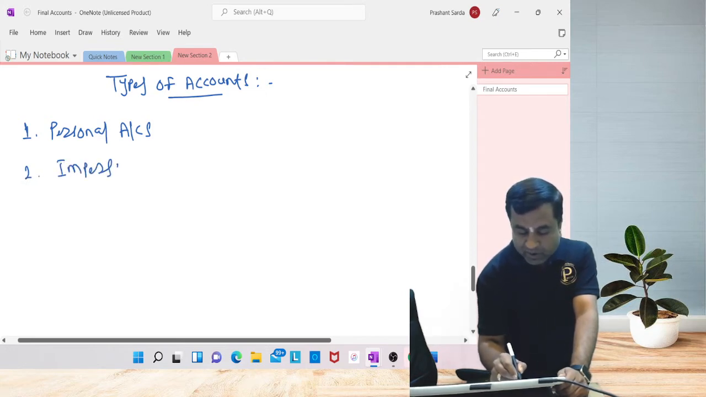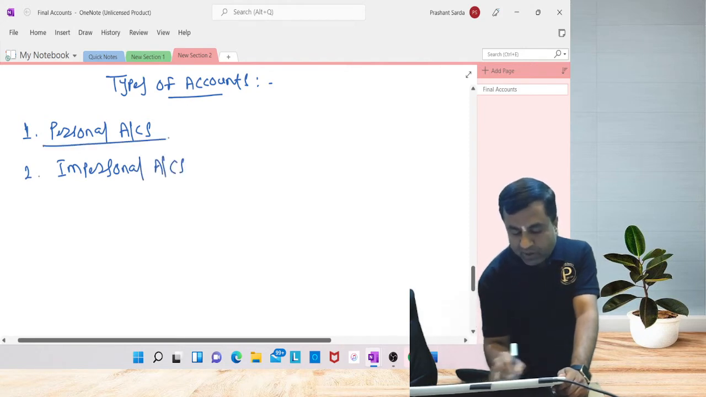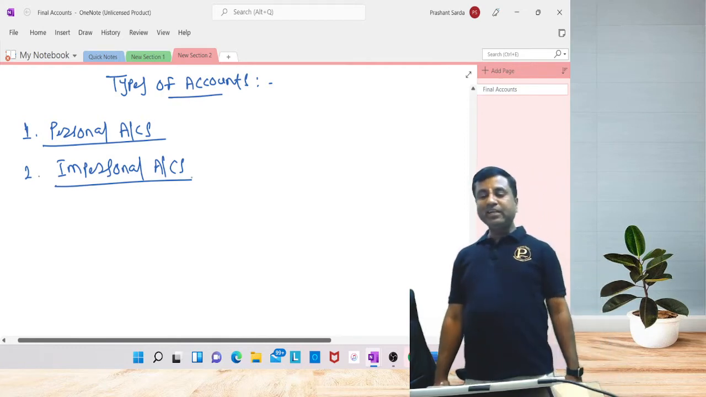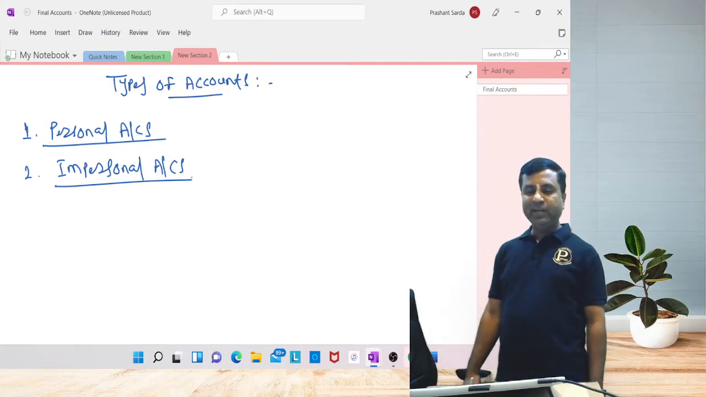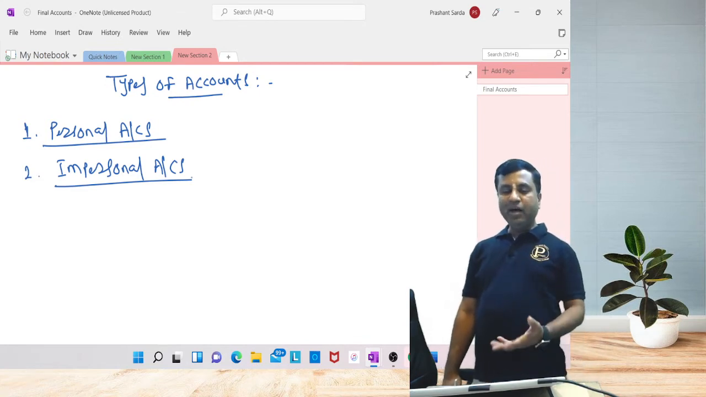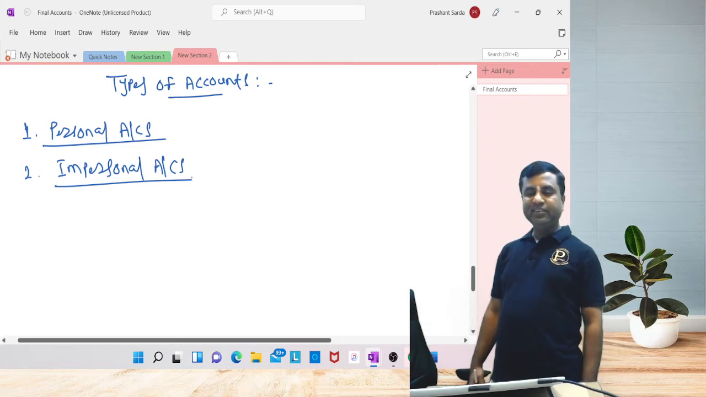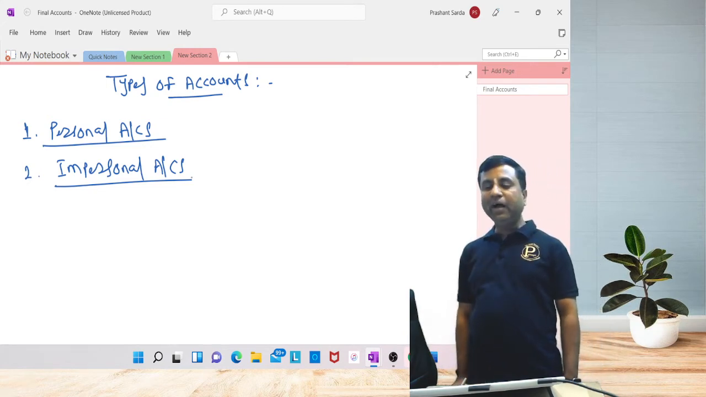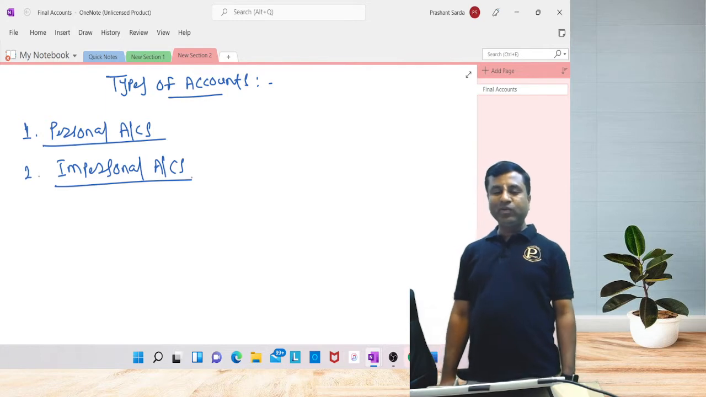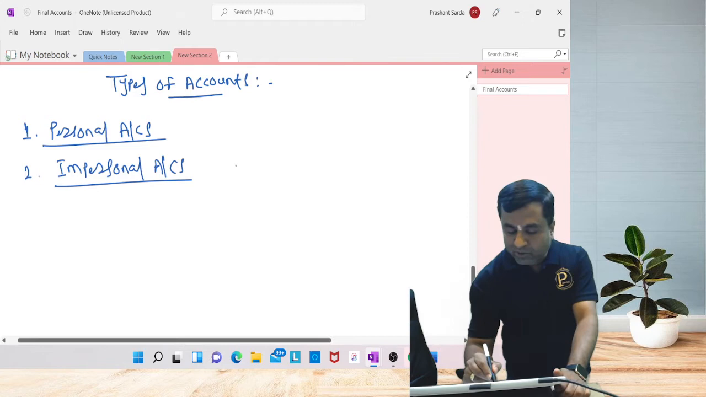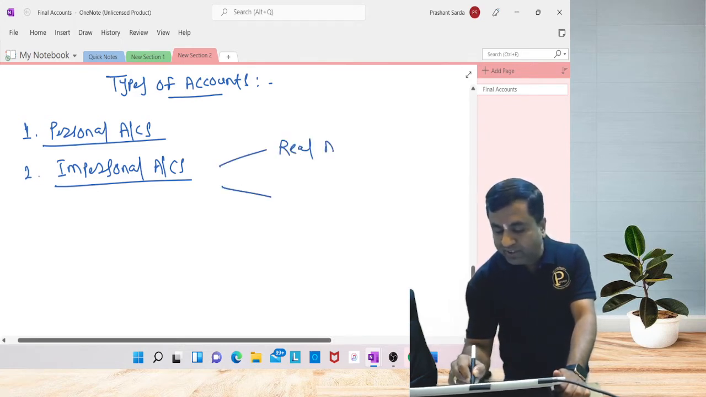Now further, impersonal accounts are bifurcated. Now what is impersonal, what is personal? Impersonal accounts are nothing but other than persons there. We all know that in a business there are a number of parties required, and at the same time, apart from parties, there are other things, that is assets, at the same time expenses and losses and income and gains. So all these things are also requirement of the business there. So let's see what are the types of impersonal accounts. There are two types of impersonal accounts. One is real account and another one is nominal account.